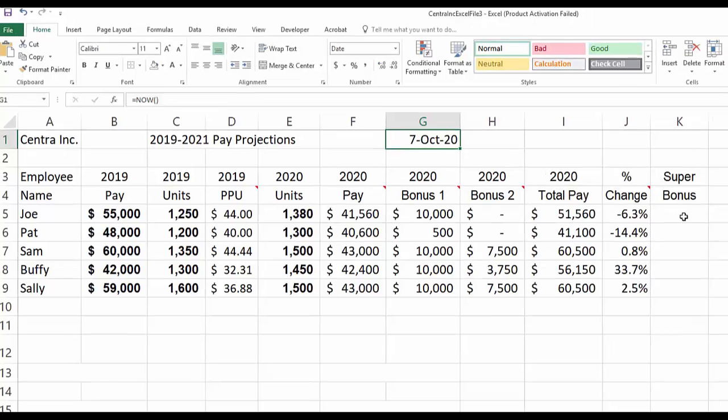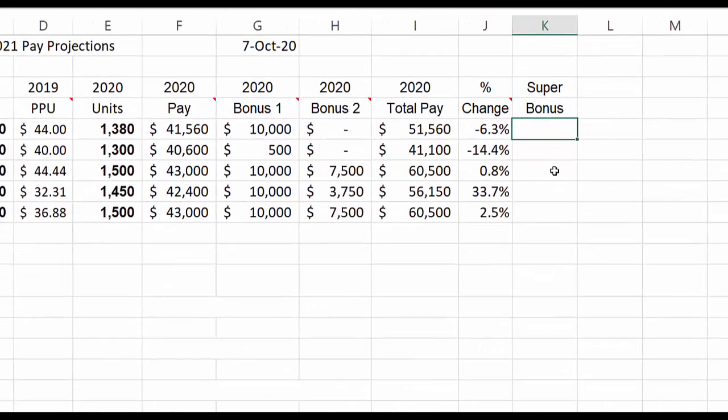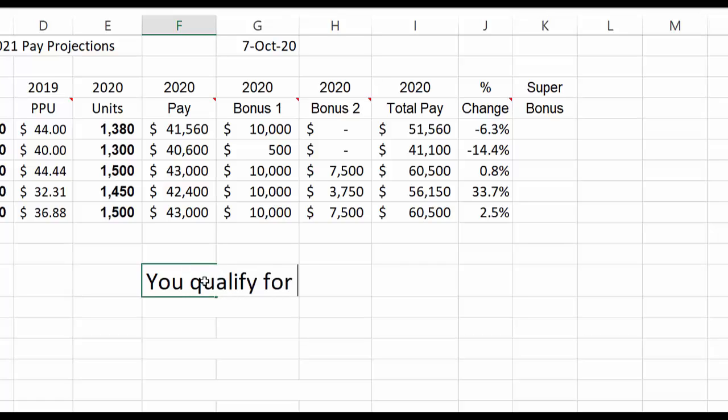Now we're going to do super bonus, which is the third version of an if statement. So super bonus is, and I'll just write this down, so you don't get anything, but you qualify, okay? You qualify for SB if your 2020 units is, now we're going to raise the benchmark. Remember minimum 1350. Then the second one was 1,400 units, so 50 marginal units. And now we're going to raise the benchmark to 1,500 units.